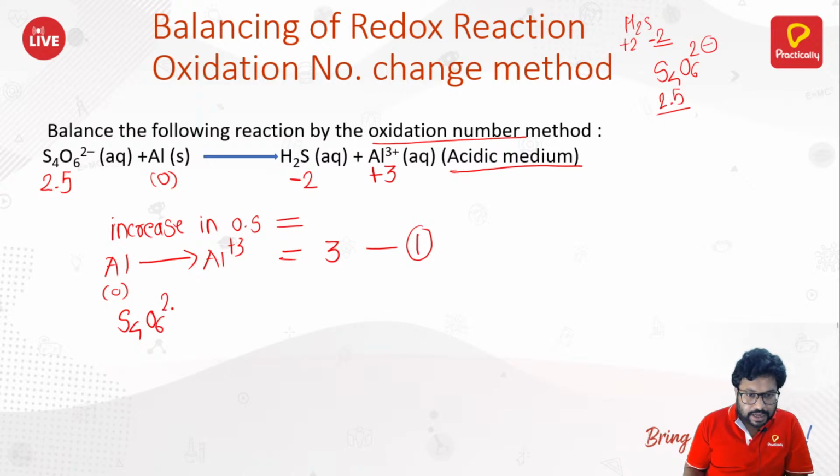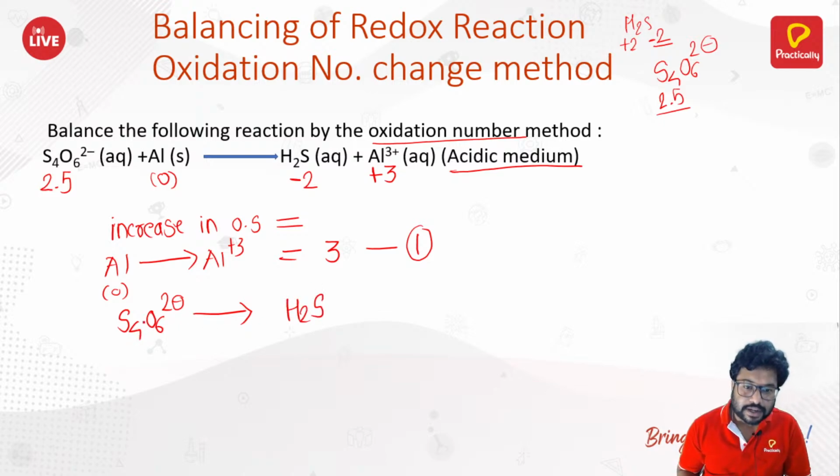S4O6 2 minus. Now firstly you need to balance this. Why? Because you can see here in S4O6 you got 4 sulfur, but in H2S you got only 1 sulfur. That means you need to write 4 only here. S4O6 2 minus, 4 H2S. Now you can write the sulfur.